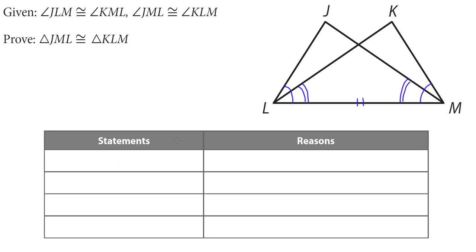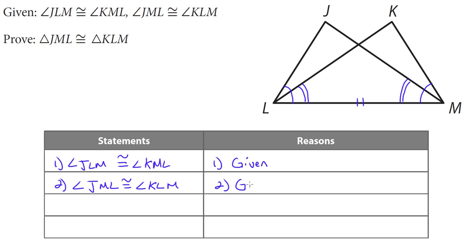So first, let's write our given information. So first we have angle JLM is congruent to angle KML. And that's given. And we also know that angle JML is congruent to angle KLM. And that is also given. So we have our 2 pairs of congruent angles.